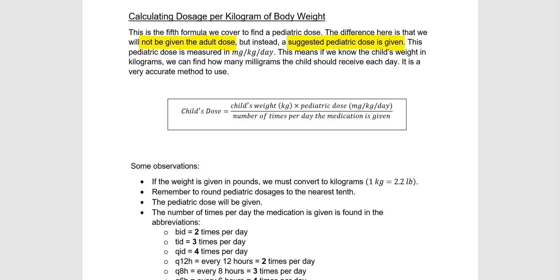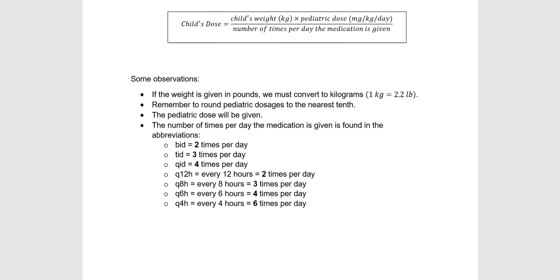So here's the formula. We have the child's dose is going to equal the child's weight in kilograms times the pediatric dose, which is in milligrams per kilograms per day. And it's going to be divided by the number of times per day the medication is given. And some observations from this formula. If we're given the weight in pounds, we have to convert this to kilograms. And we have to remember the conversion is 1 kilogram equals 2.2 pounds approximately. And we have to remember to round these dosages, our answer, to the nearest tenth. And the pediatric dose will be given. So this part of the formula right here, that will be given to us in the question.